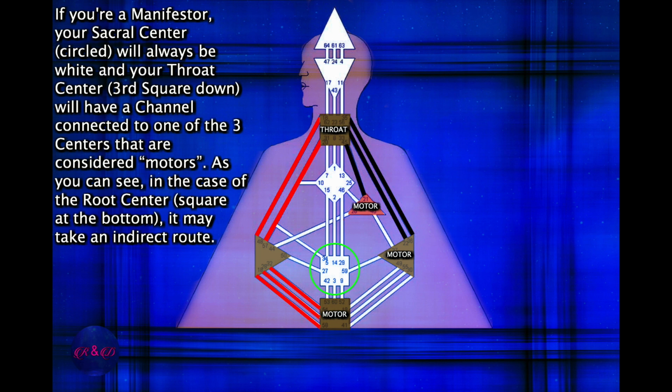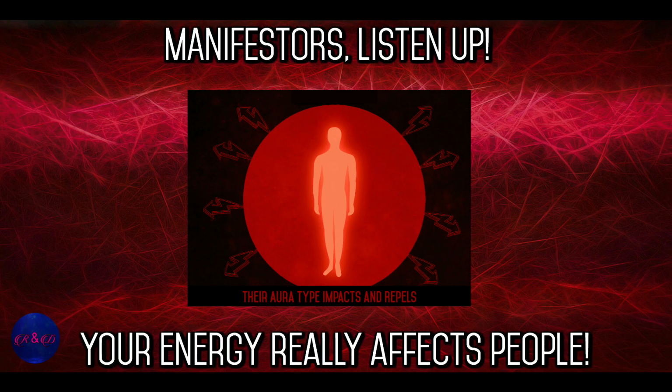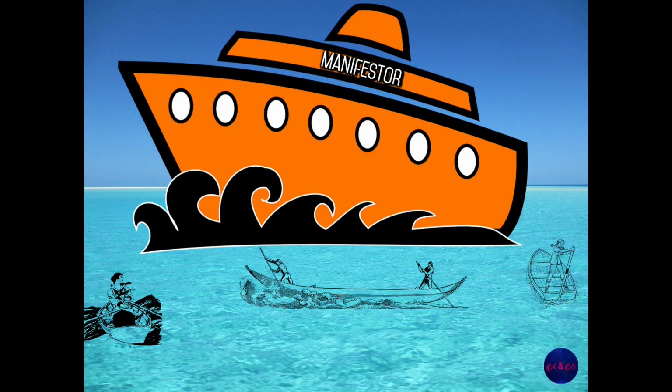These are the characteristics of a manifestor, which means that they are not in the generator population. They're not a generator, they're not a manifesting generator. So they operate distinctly differently. So manifestors, listen up. Your energy really affects people, okay? Your aura impacts and it repels, and it is intense.